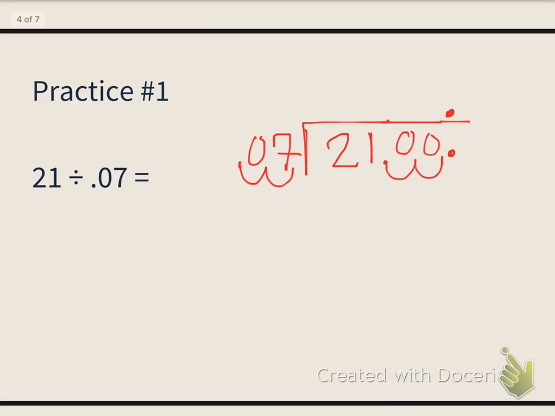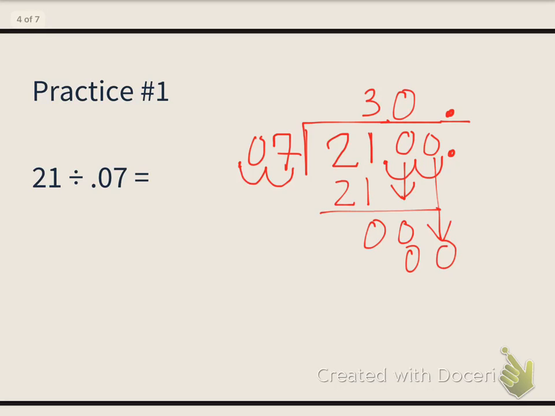So now we can just divide 7 into 21. 3 times 7 is 21. I get left with 0. Bring my other 0 down. 7 goes into 0, 0 times. 0 times 7 is 0. See the pattern right here? How many times does 7 go into 0? 0. So 21 divided by 0.07 is 300.